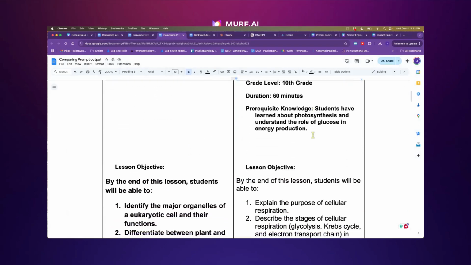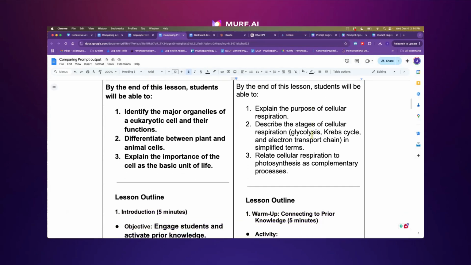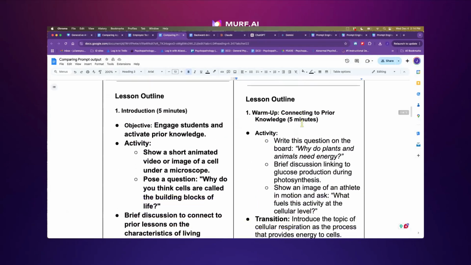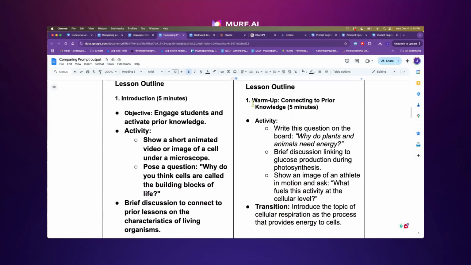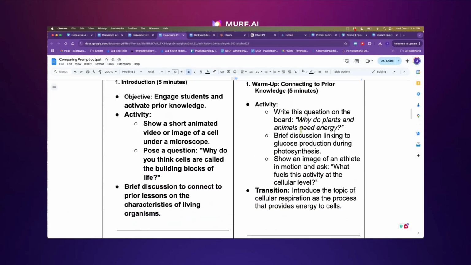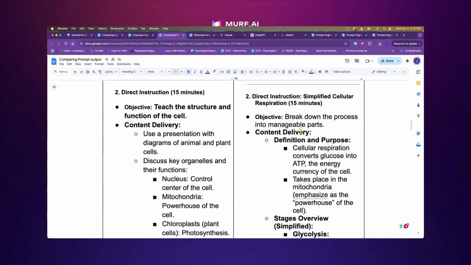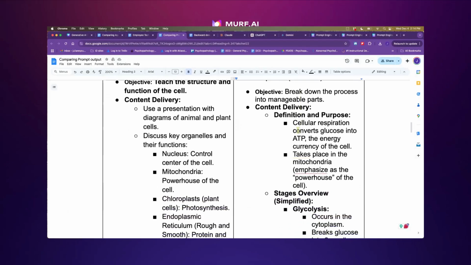All right, so we can see the lesson objectives tend to be similar, although the ones on the right with our advanced prompt are more detailed. We're still going to get lesson outlines, okay? But again, the one here on the right with the specific prompt is going to be much more usable very quickly. Direct instructions, again, you're still going to get information. It's just not going to be as focused as you would want.